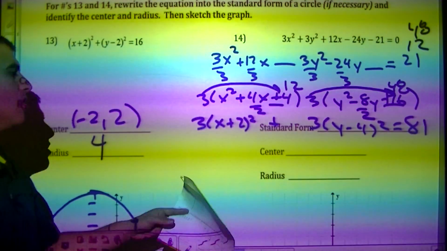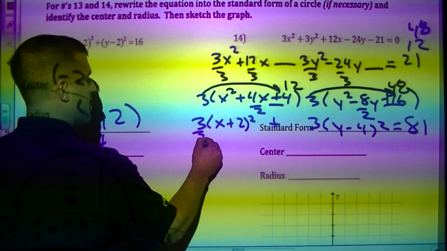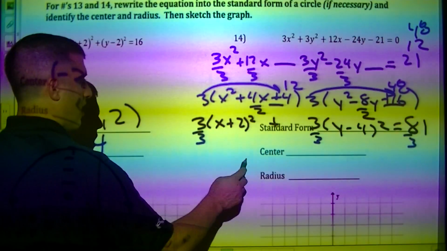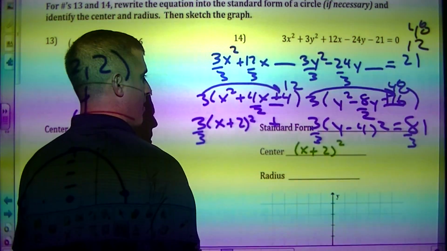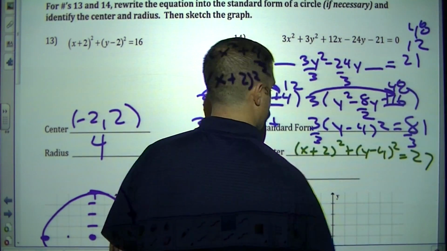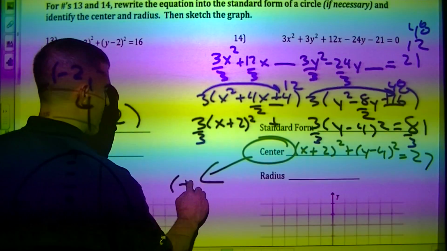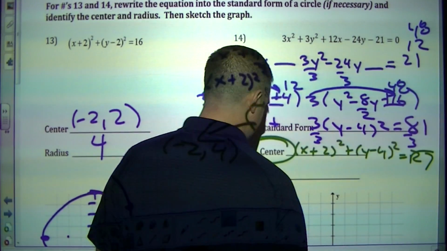Now, for circle, little different. I don't want these here. I can have a number at the end, so I'm going to divide these out by 3. So what my final equation is going to be is x plus 2 squared, all right, plus y minus 4 squared equals 27. Now, the center is going to be -2, 4. The radius is going to be the square root of 27.